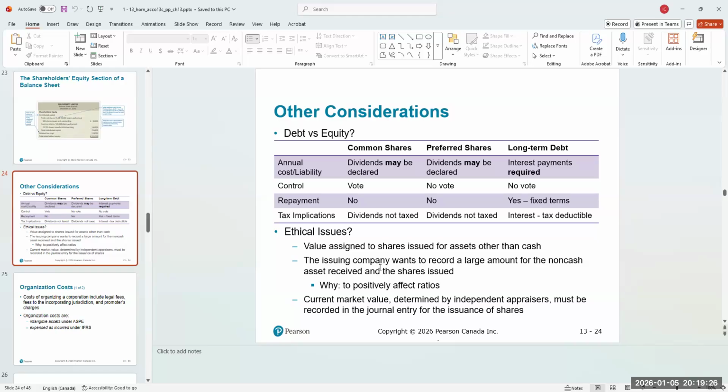Sorry. Do we have to repay the money that we get through the preferred shares? No, absolutely not. Does the dividend create some tax consequences? No. Dividend is not taxed. Again, dividend is paid after taxes. This is for the equity side. Now let's think about the debt.